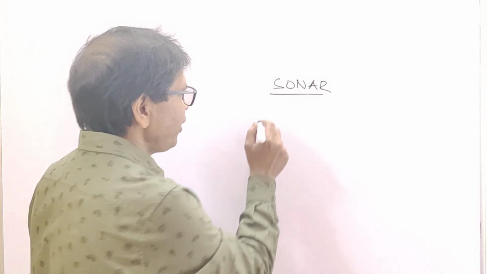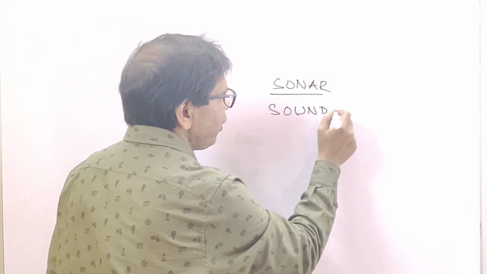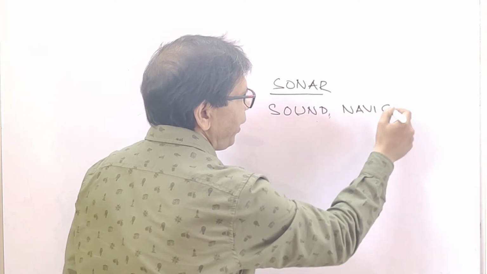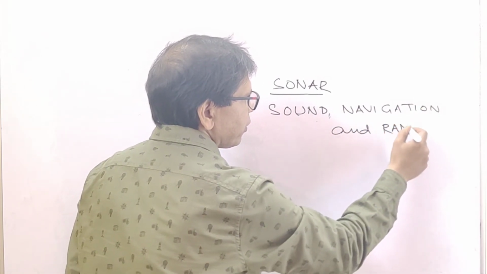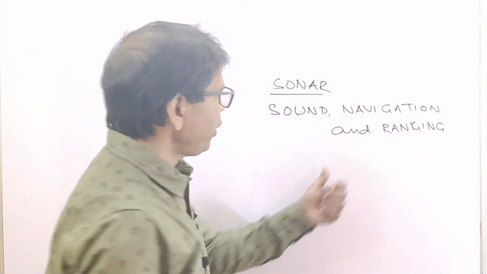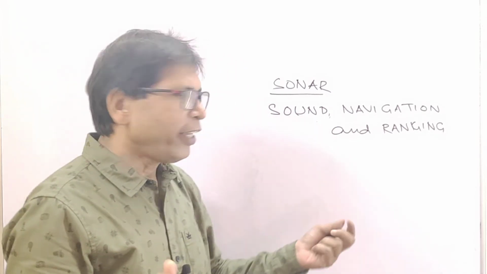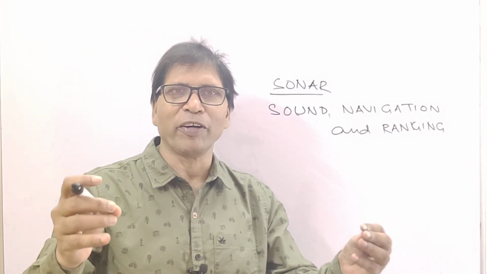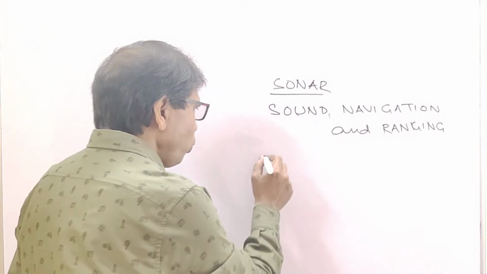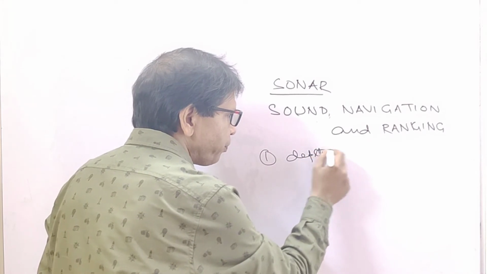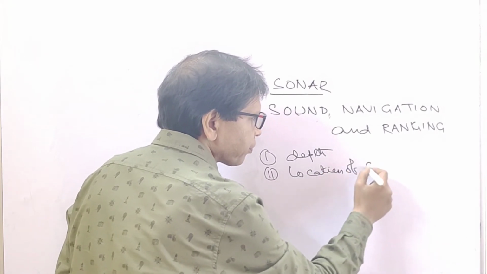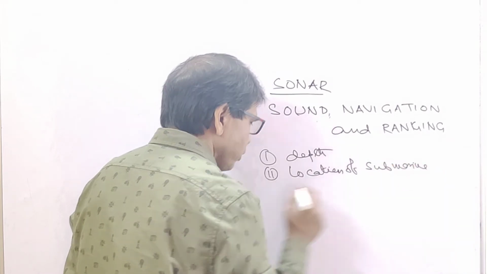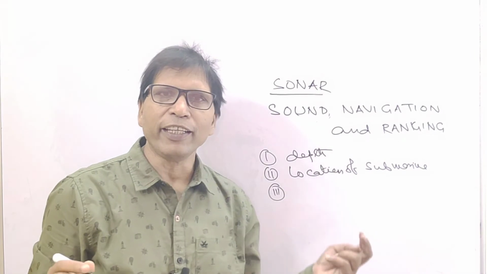Next, sonar. The full form of sonar is sound navigation and ranging. It is an instrument which contains a transmitter and detector of sound waves. With the help of sonar, we can measure the depth of the sea. Number 2, location of a submarine. And location of an object in the sea.